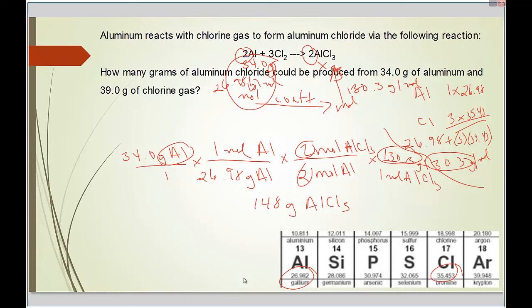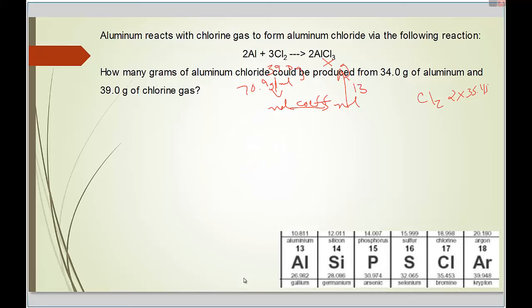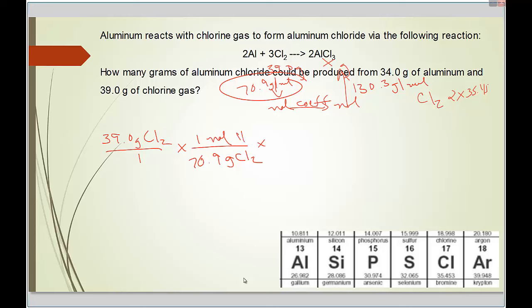We can set this up now. We're starting off with 39.0 grams of chlorine over 1. We have grams of chlorine on the top, which means we want to put grams of chlorine on the bottom in the next one. That tells us that we need the molar mass. 70.9 is in 1 mole. So we have moles of Cl2 on the top. We put moles of Cl2 on the bottom of the next one. Now we're in moles, so we can use the coefficients. So the moles for Cl2 is 3, and the moles for AlCl3 is 2.